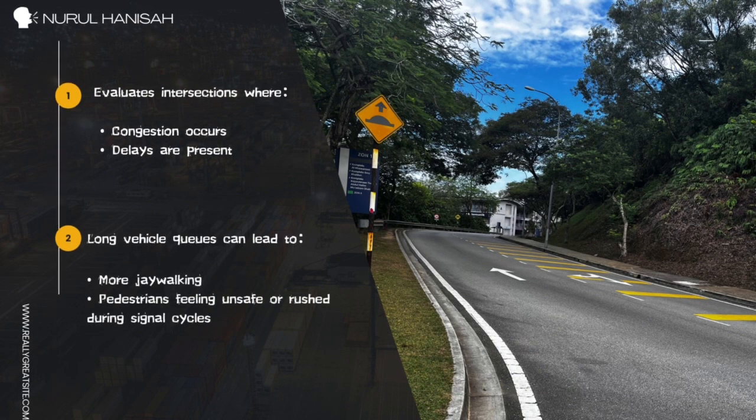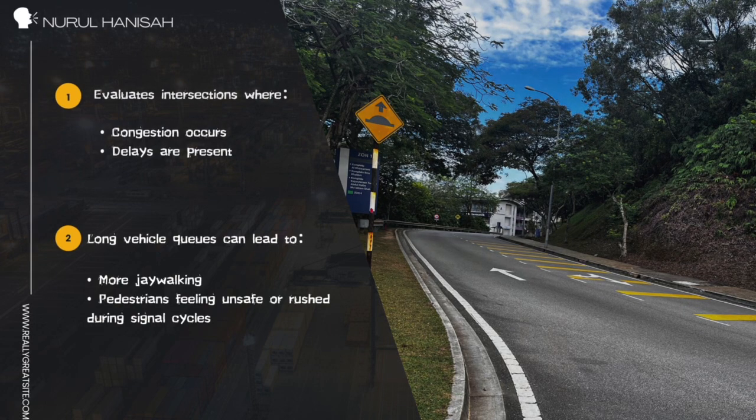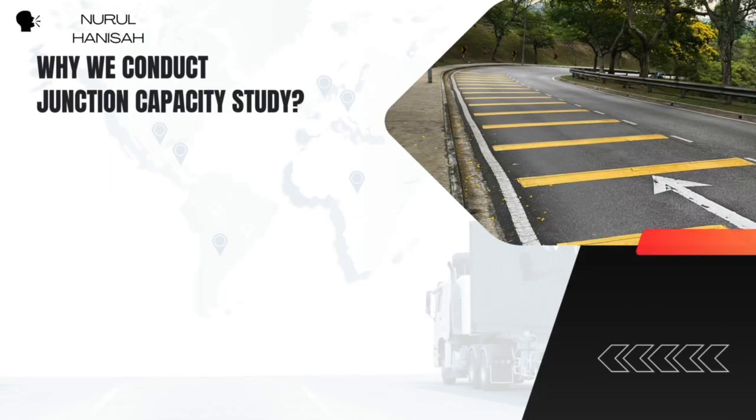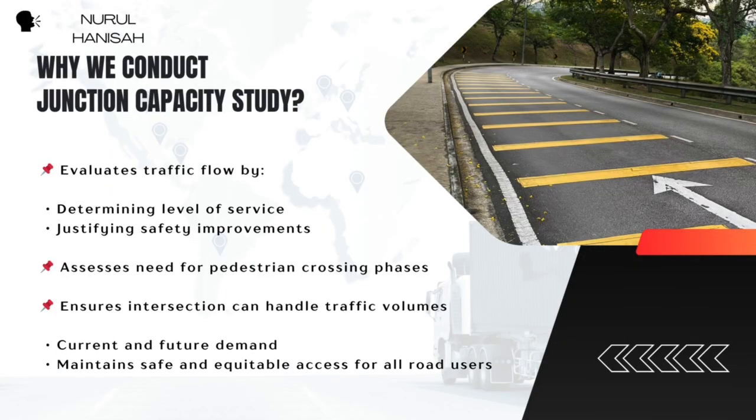Also, it ensures that the intersection can handle current and future traffic volume while maintaining safe and equitable access for all road users. Junction capacity study is necessary in road safety audit, especially when evaluating intersections where safety concerns such as congestion or delays are present. In addition, long vehicle queues can make jaywalking more common, especially if pedestrians feel unsafe or rush during the signal cycle.